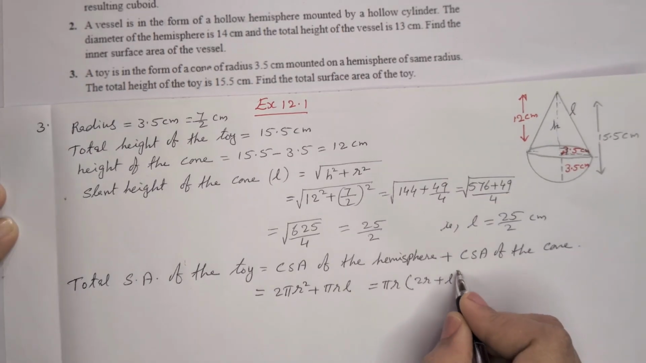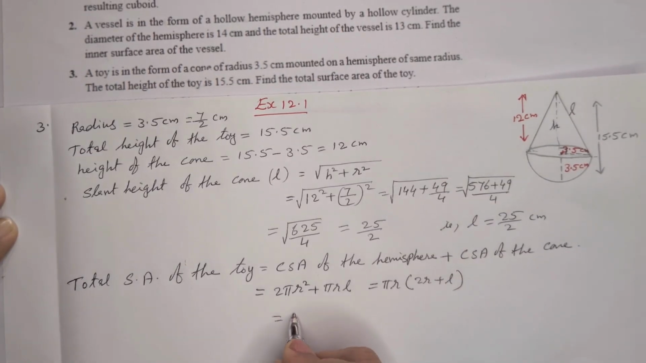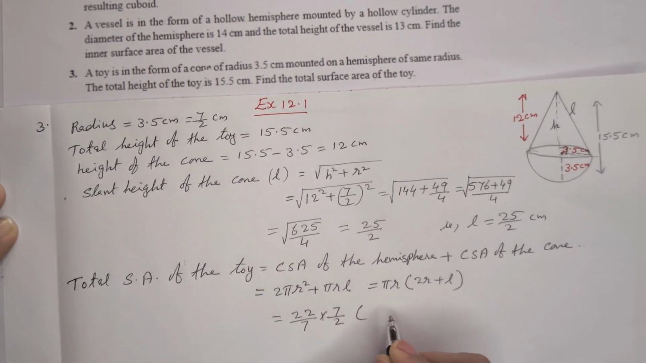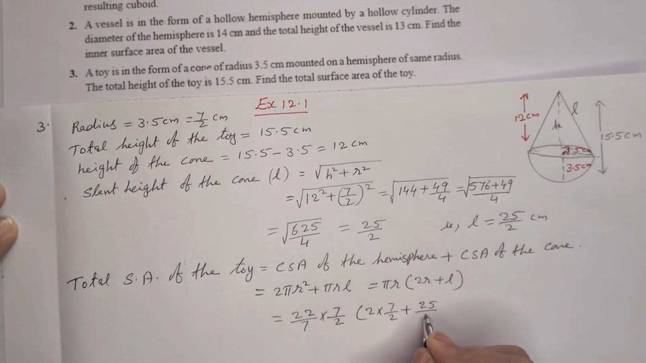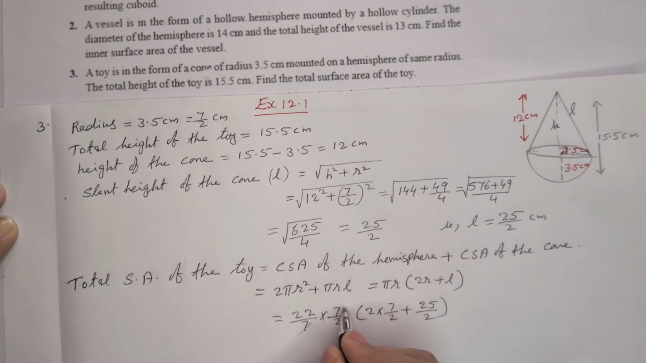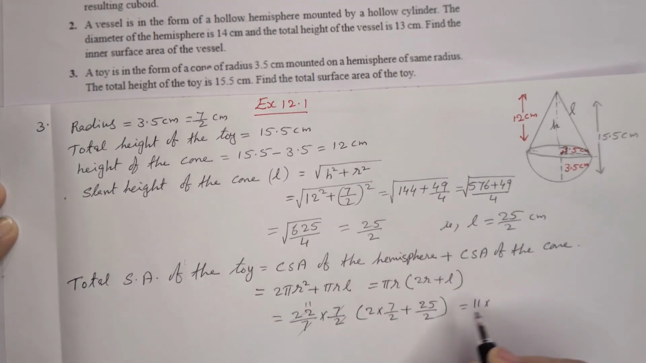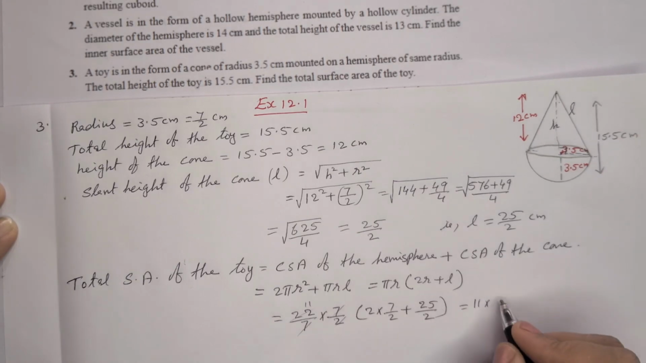plus L, which is equal to, pi is 22 by 7. Radius we can take in fraction, 7 by 2. In bracket, 2 into radius, that is 7 by 2, plus slant height, now we got 25 by 2. 7 we can cancel, 2 by, so 11, which is equal to 11 into, here 14 plus 25, that we will get as 39. 39 by 2.